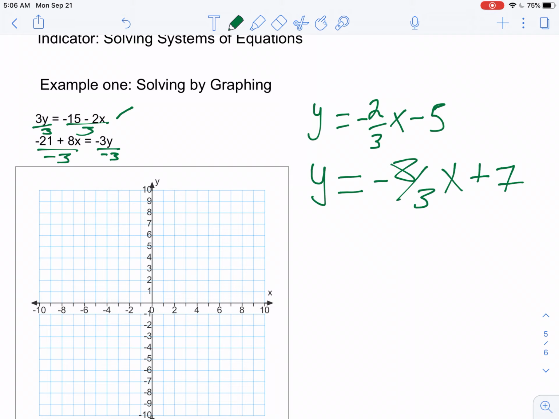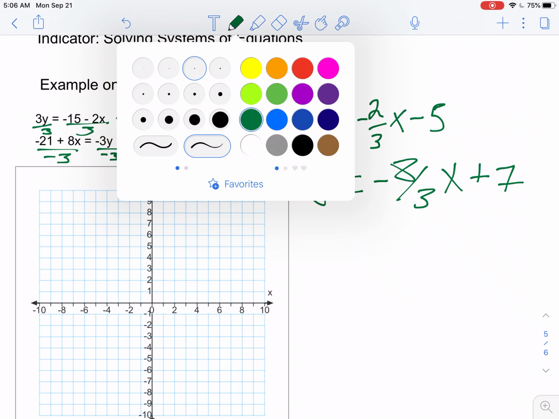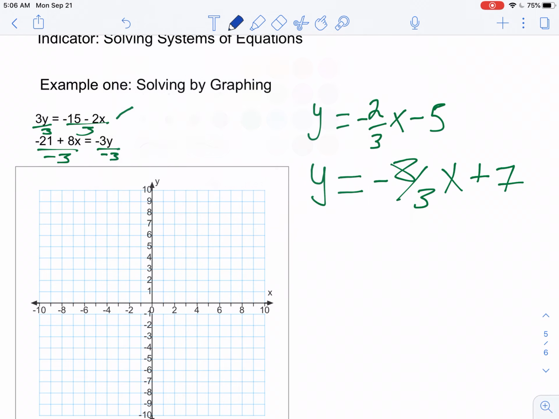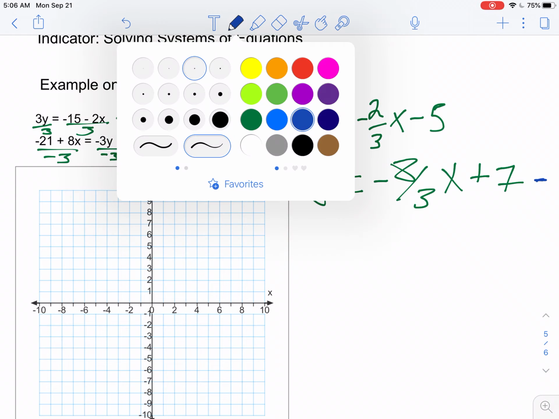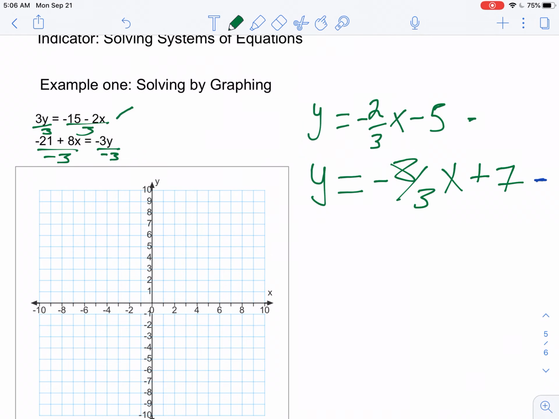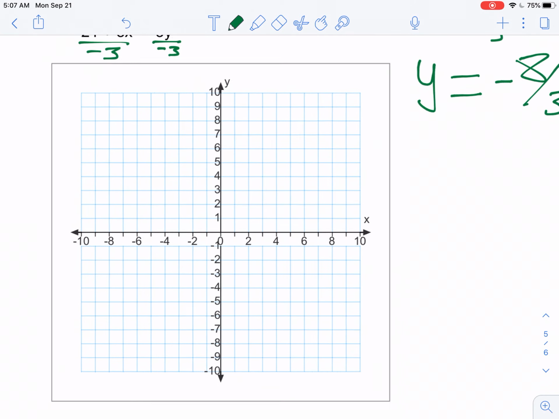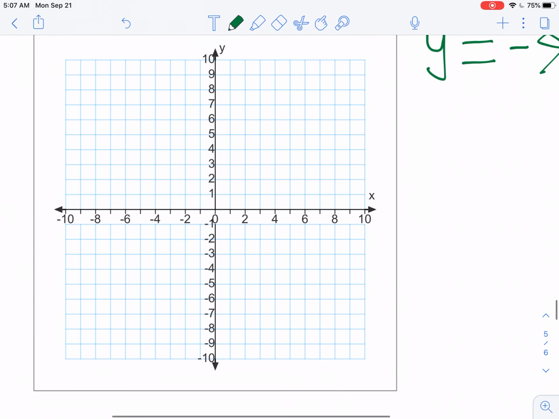Okay? So we're going to do this here. We're going to do one in each color. This one's going to be blue. And this one is going to stay green. So our first one's in green. So we're going to plot that y-intercept of negative 5. So it's right here.